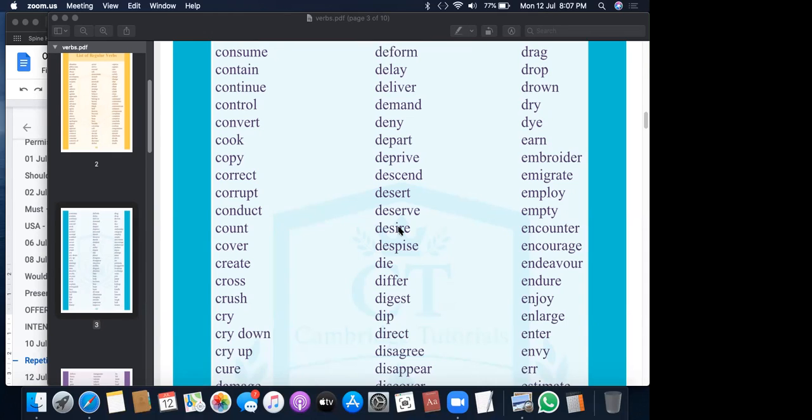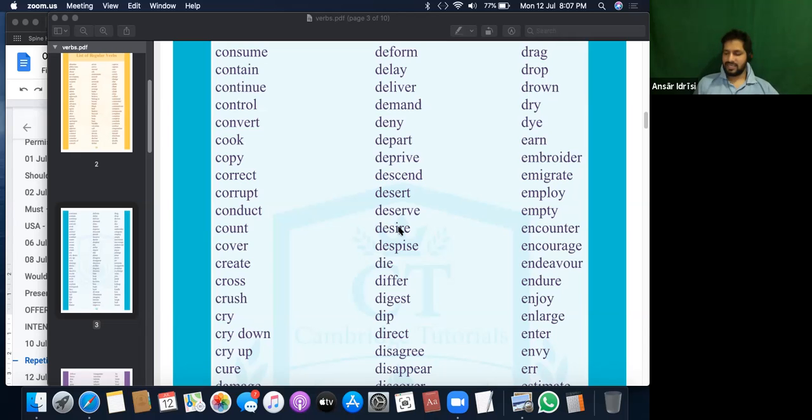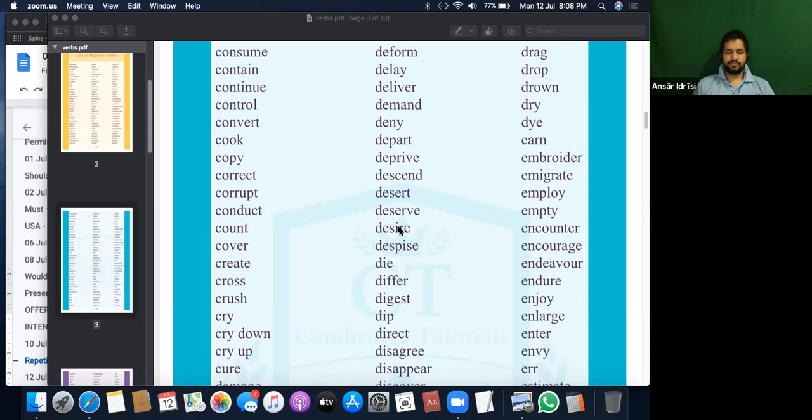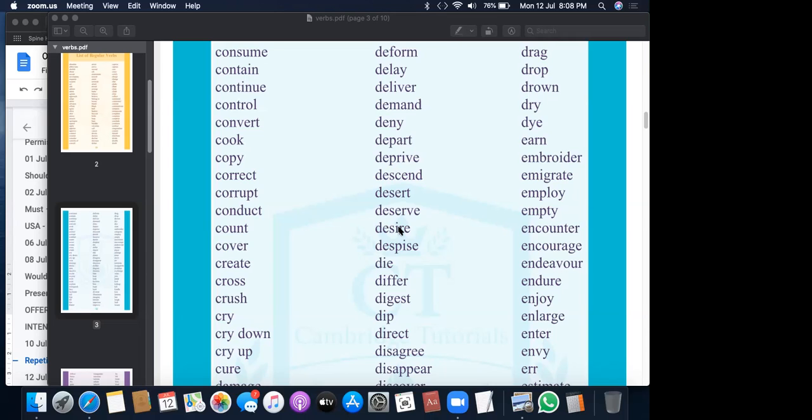Call. Next. You used to cook. You used to immigrate. Did you used to immigrate? You didn't used to immigrate. Used to cook. Correct. Immigrate. Yes, ma'am. You used to cook. Did you used to cook? You didn't used to cook. Cook. Next. You used to earn. Did you used to earn? You didn't used to earn. Next.